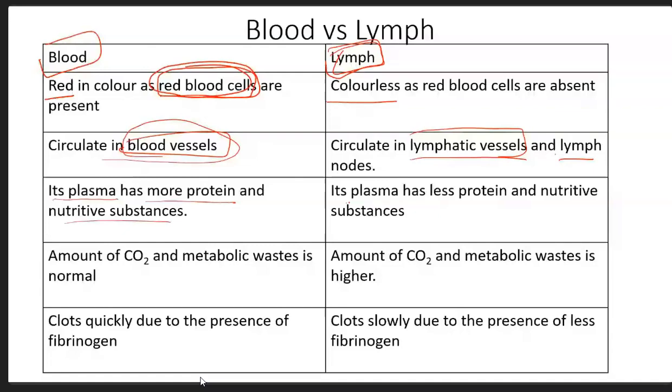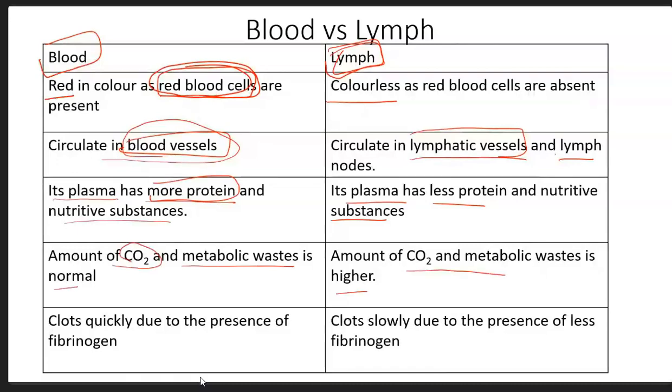Why does blood have more protein? Because the size of the protein is large, so most of the protein stays inside your blood circulation, but some manage to leak out, enter the interstitial fluid and end up in the lymph. Next, for blood, the amount of carbon dioxide and metabolic waste is normal, and for lymph, the amount of carbon dioxide and metabolic waste is higher. So that is the difference.